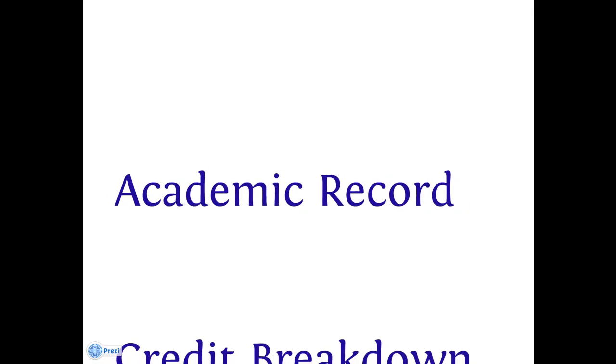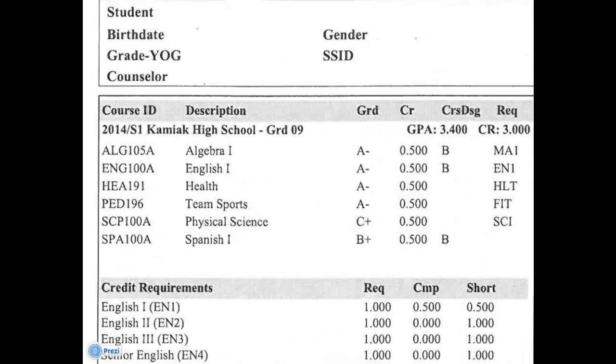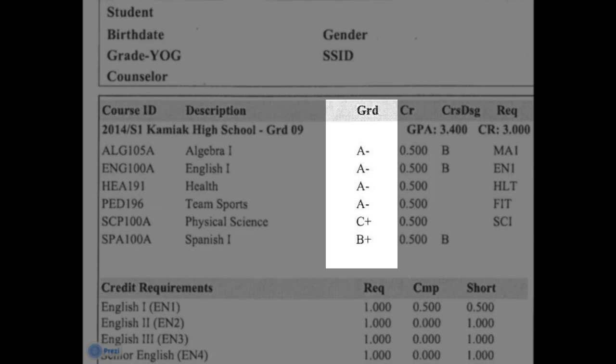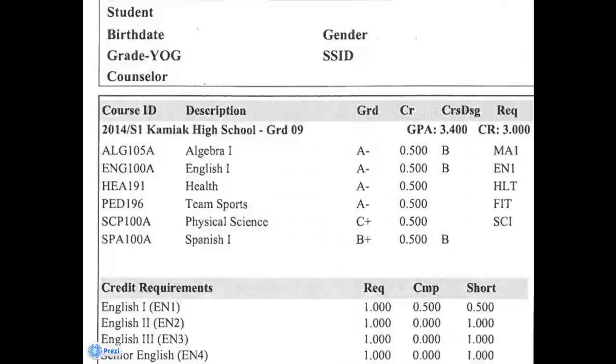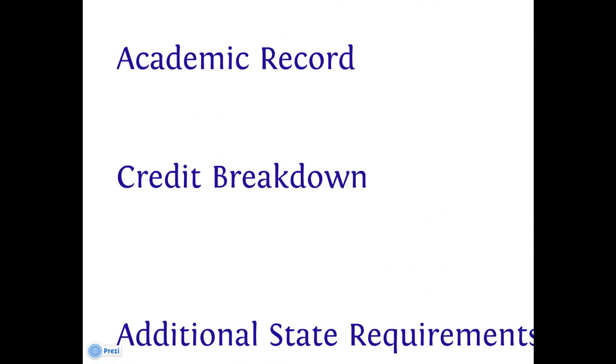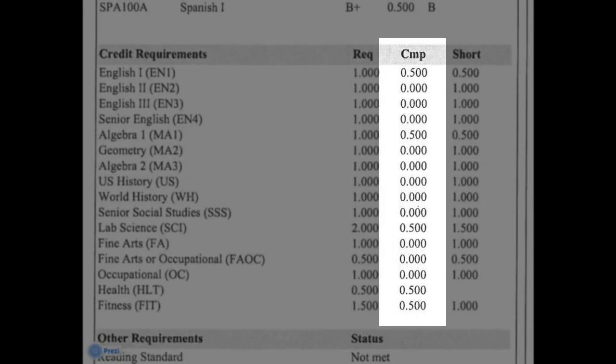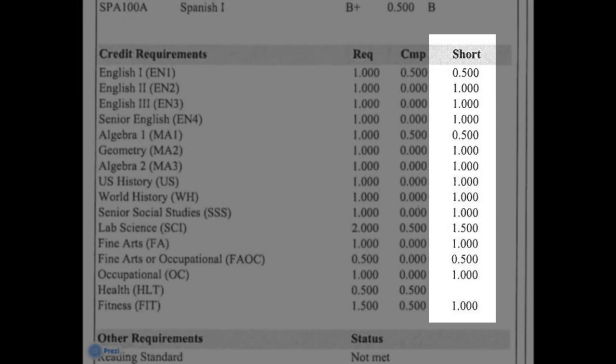Academic record. On this section of the transcript, it lists the classes that you've taken so far, the grades you've received, and the credits you've earned. Credit breakdown. This section lists the credit requirements, what you've completed, and what you are short.